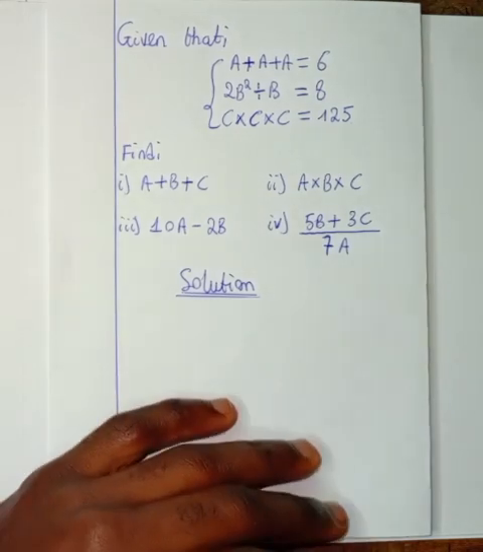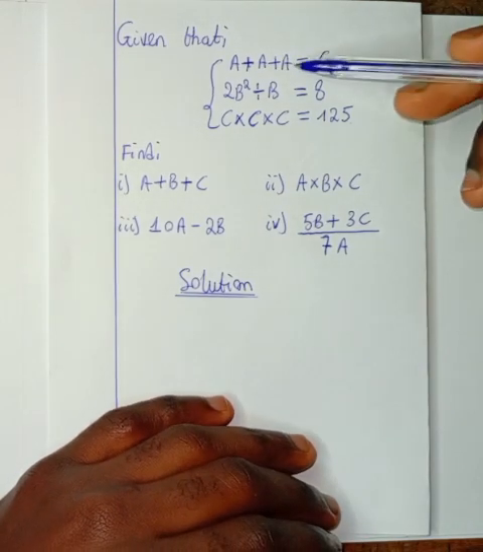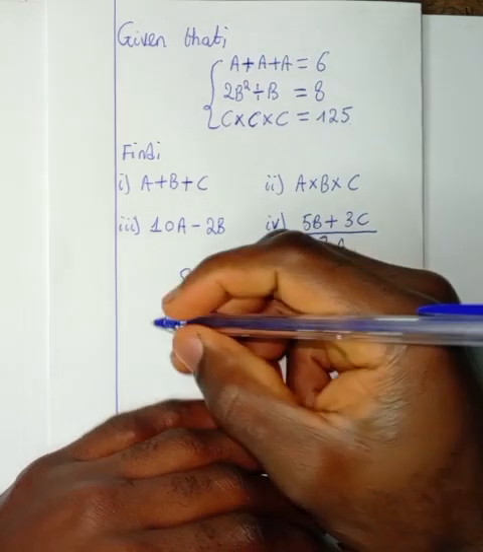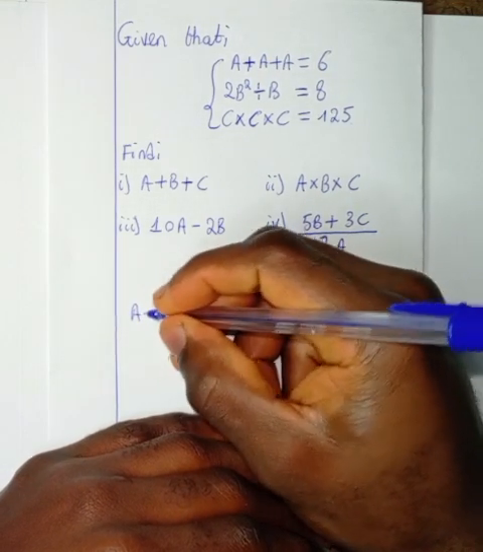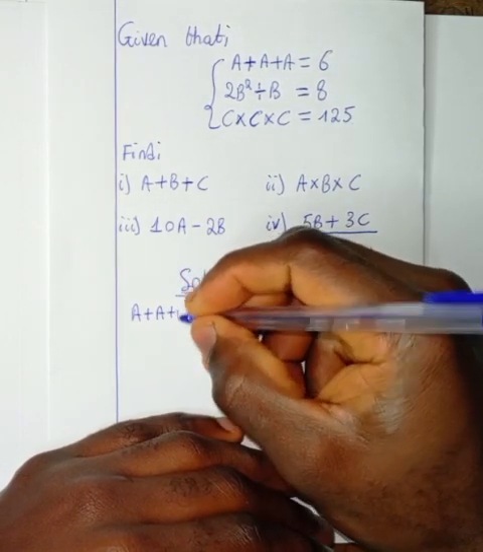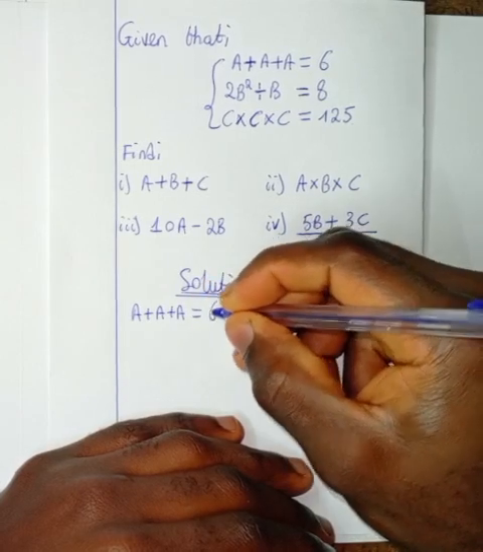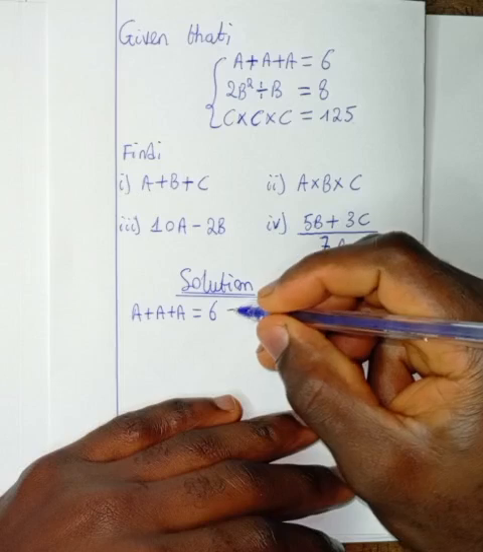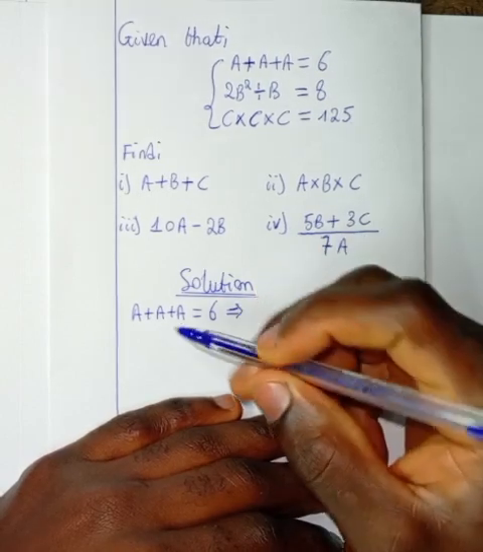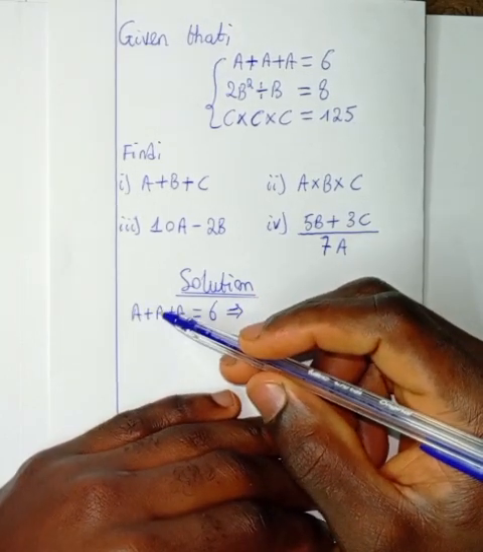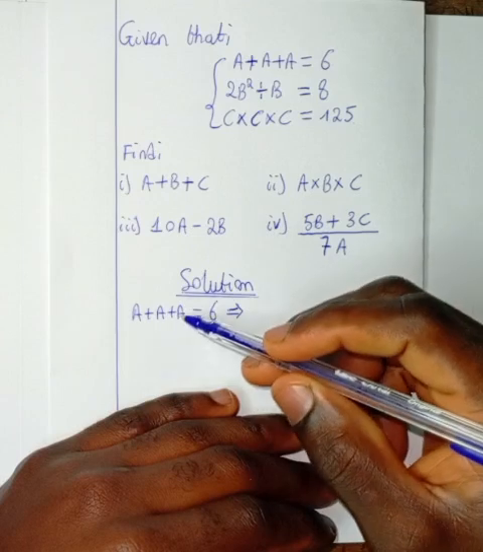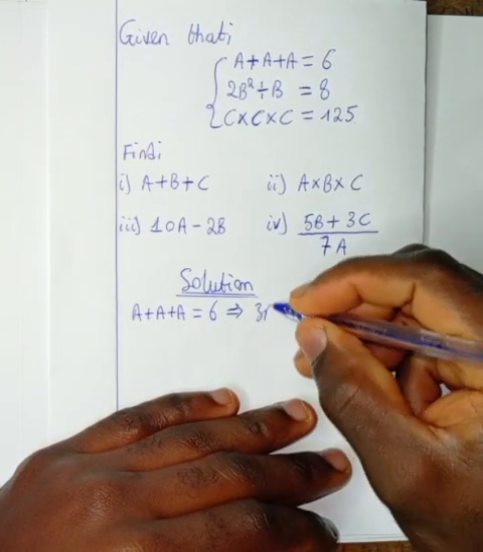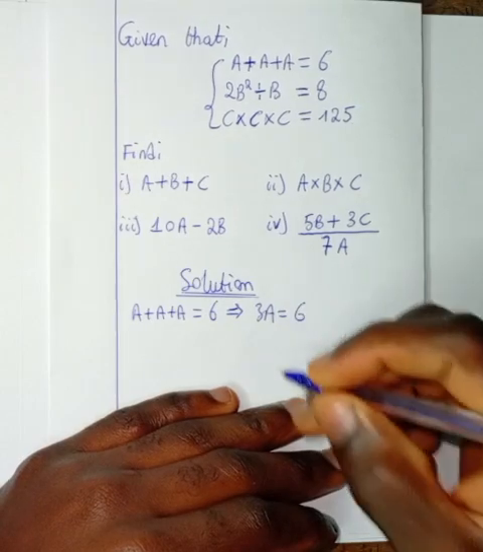First thing, we need to start by finding the values for a, b, and c before we can compute the following. For the first one, we have a plus a plus a is equal to 6. You'll see that these are all like terms. Then a plus a gives us 2a, 2a plus a gives us 3a. Then 3a will be equal to 6.